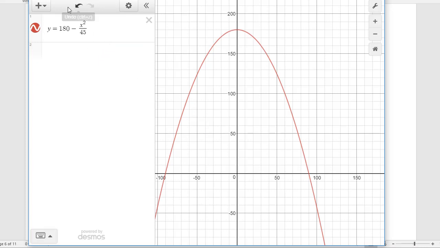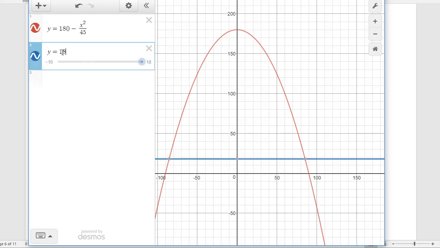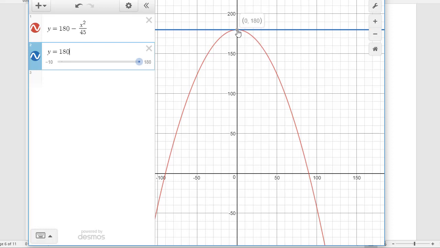So here's our parabola, and here's 180 meters. We're not going to look at negative distance, right? So x is the horizontal distance. So the bird's up here, and the bird is flying at 180 meters. In fact, let me say y equals 180. So here's the bird's path. The bird is flying 180 meters, and then it drops the prey right here.